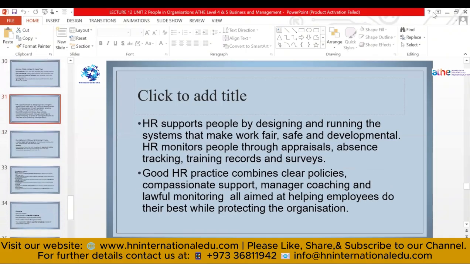Resolve it. HR supports people by designing and running the systems that make work fair, safe, and developmental. HR monitors people through appraisals, absence tracking, training records, and surveys. Yes, we actually work with the survey system as well and the intranet. Good HR practice combines clear policies, compassion, support, coaching, and lawful monitoring, all aimed at helping employees do their best while protecting the organization. They're not going to get the organization into hot water, and they're not going to make you insecure either. They will protect the rights of both parties.